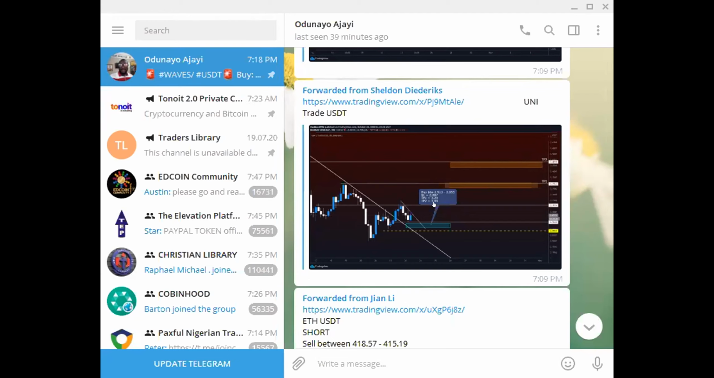So once you have it, for you to have a clearer picture, you are advised to go through the link. That's a TradingView link. You are advised to go through this TradingView link to be able to see a clearer chart. So let me go through this link. Once you click the link, it takes you to a browser.